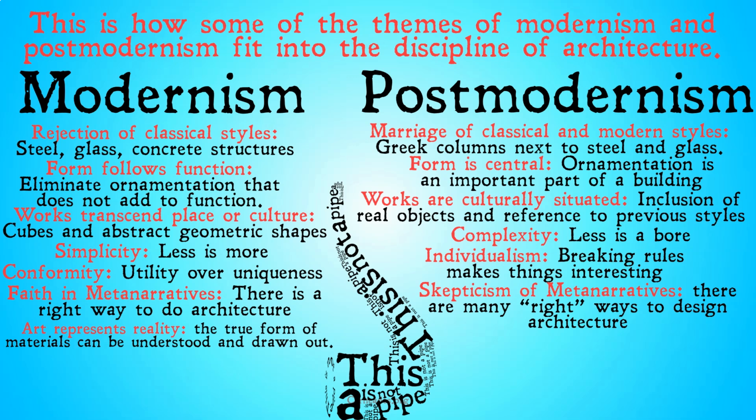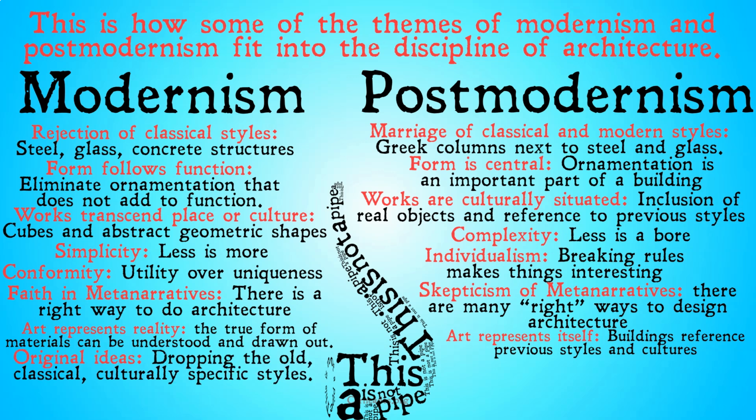For the modernist, art represents reality. The true form of materials can be understood and drawn out. The architecture is a representation of what those materials should be, what the reality actually is. Whereas for the postmodernist, art represents itself. Buildings are actually, even the modernist buildings, are referencing previous styles, they're referencing previous cultures, and that's what they should be doing. And many postmodernist structures do exactly that, with the pairing of classical and modernist styles, but also with the referencing and kind of the pastiche, the taking of particular parts of previous architectures to tell a story that maybe only the initiated would understand, but is still a story being told and a reference of one piece of art to another piece of art.